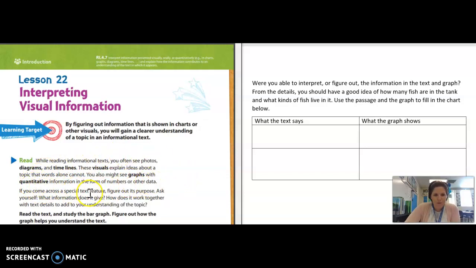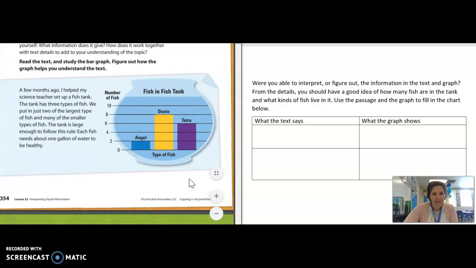If you come across a special text feature, figure out its purpose. Ask yourself, what information does this text feature give me? And how does it work together with the details in the text to help me understand this topic? So I have the directions right here to read the text and study the bar graph and read to figure out how the graph helps us understand the text.